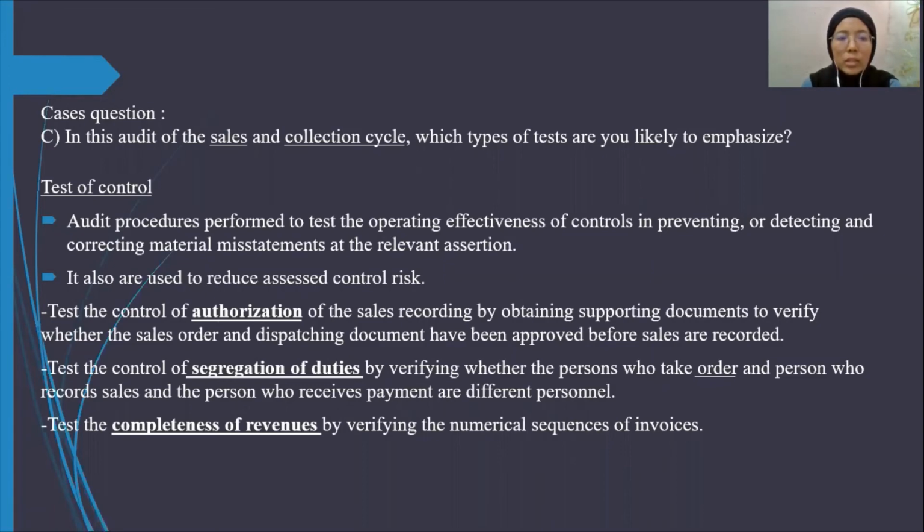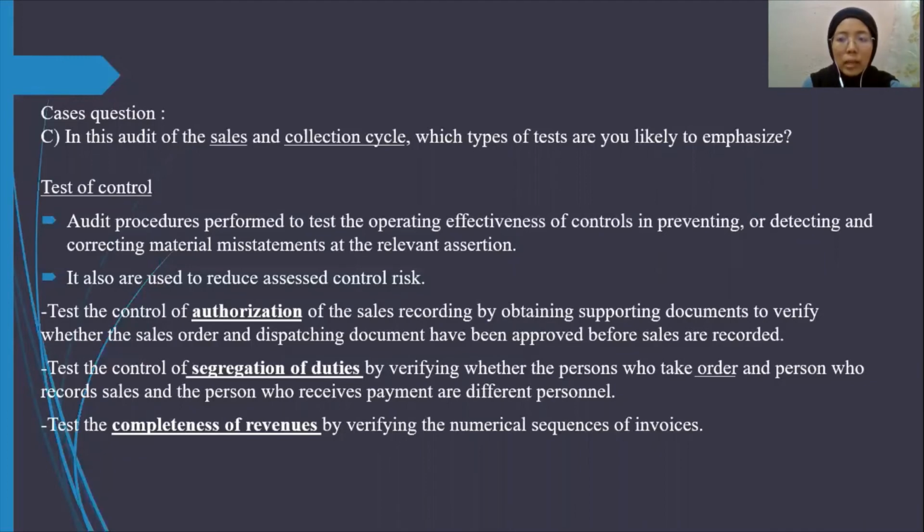The third question is, in this audit of the sales and collection cycle, which type of tests are you likely to emphasize? For the sales and collection cycle, we choose test of control. Test of control is the audit procedures performed to test the operating effectiveness of controls in preventing, or detecting and correcting, the material misstatement at the relevant assertion. It is also used to reduce the assessed level of control risk.